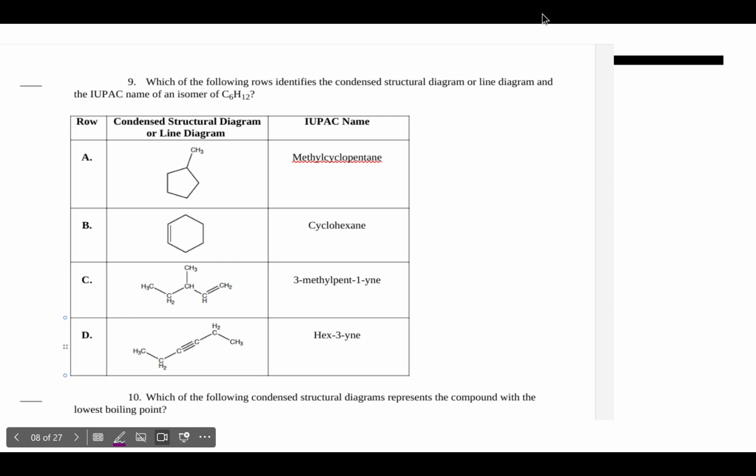So we have another naming one. This time we want an isomer of C6H12, and then knowing it's named correctly. If it is named correctly, I'm just taking a look quickly. Already I can rule out B because I see a double bond, but the name has ANE. I can also rule out C because we see a double bond, but the ending is YNE, which implies a triple bond. So this first one, the name is correct, that it's methyl cyclopentane.